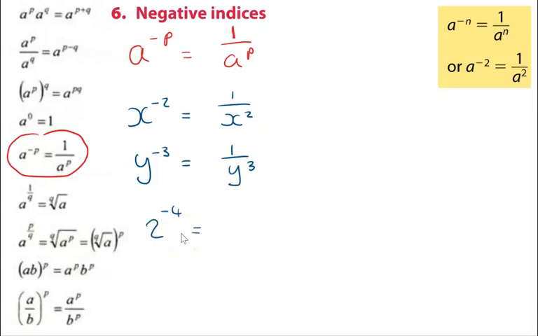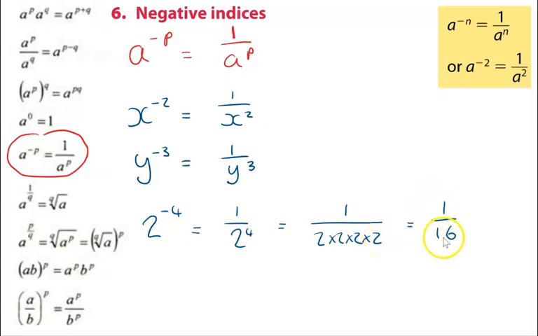Let's say we have 2 to the power of minus 4. That will become 1 over 2 to the power of positive 4. And then on the bottom here, the denominator, 2 to the power of 4, we can rewrite as 2 by 2 by 2 by 2. So we actually end up getting 1 over 16. So 2 to the power of minus 4 is also equal to 1 over 16.